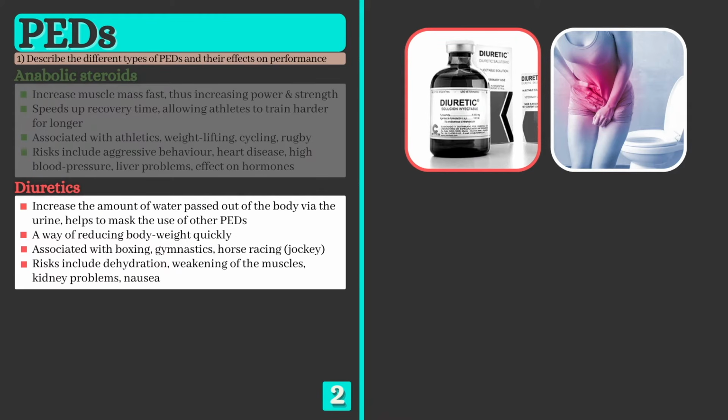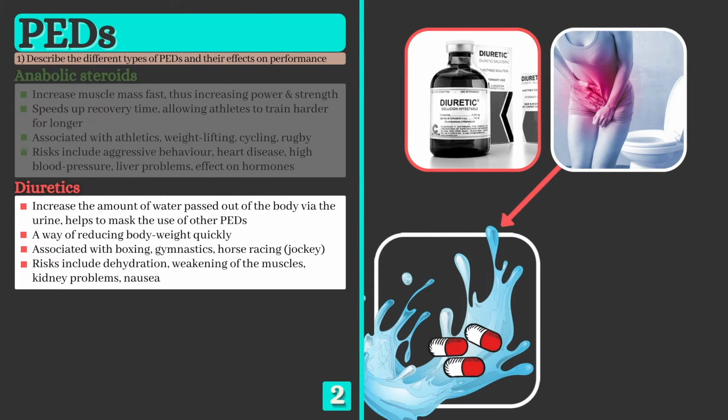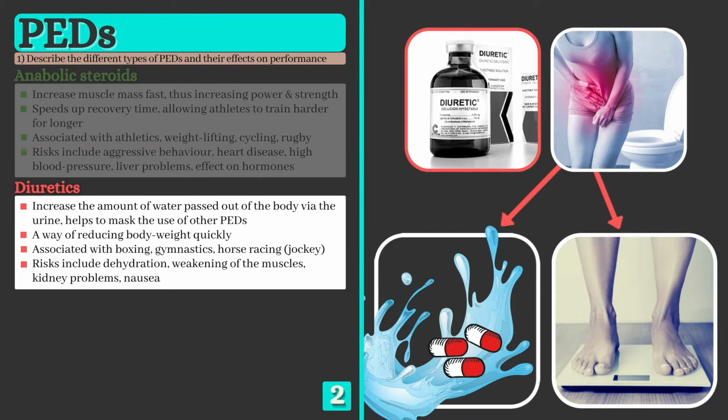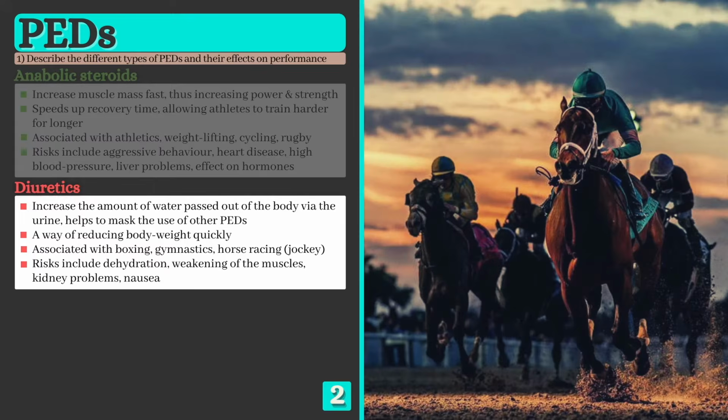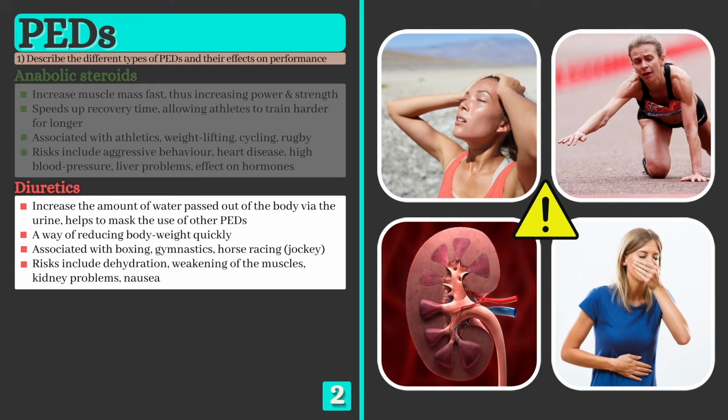Next, we have diuretics, which increase the amount of water excreted from the body via the urine. This not only helps to flush out or mask other PEDs that may have been used, but also helps athletes to lose weight quickly. Diuretics may therefore be used by boxers before a weigh-in or by jockeys or gymnasts who need to be as light and agile as possible. Potential health risks include dehydration, the weakening of muscles, kidney problems, and nausea.